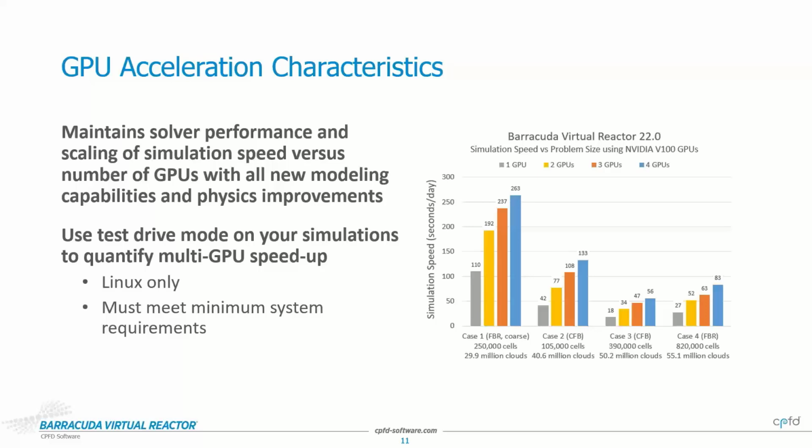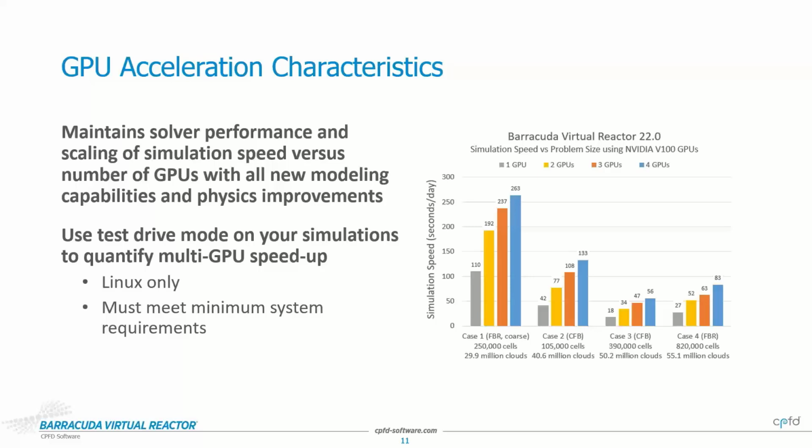So the plot on this slide shows GPU scaling benchmark results for several large simulations. For simulations with less than 10 million clouds, we recommend using a maximum of 2 GPUs. But for simulations with higher cloud counts, using up to 4 GPUs may give significant additional speed up.